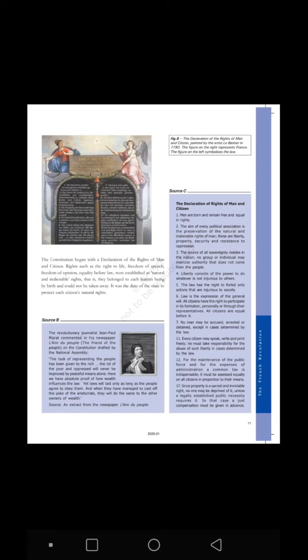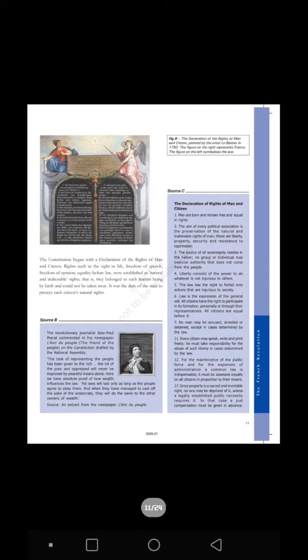The Constitution began with a declaration of the rights of man and citizen. Rights such as the right to life, freedom of speech, freedom of opinion, and equality before law were established as natural and inalienable rights, that is, they belonged to each human being by birth and could not be taken away. It was the duty of the state to protect each citizen's natural rights.